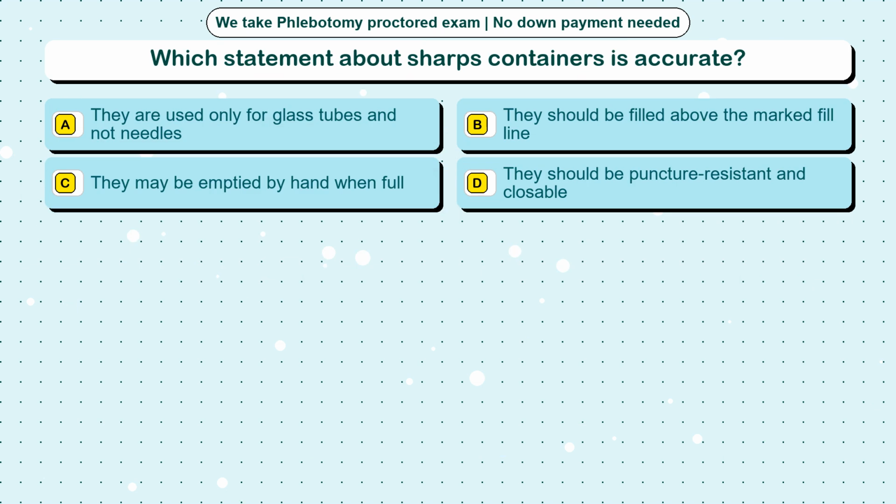Question 93. Which statement about Sharps containers is accurate? Option A. They are used only for glass tubes and not needles. Option B. They should be filled above the marked fill line. Option C. They may be emptied by hand when full. Option D. They should be puncture resistant and closable.